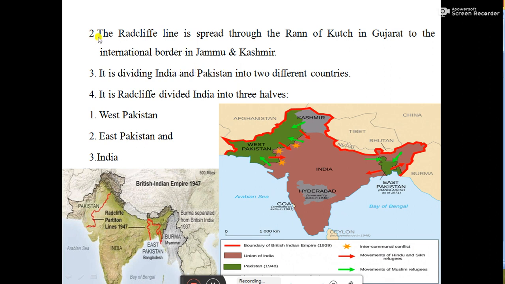There is another piece of information about the Radcliffe line. The Radcliffe line spreads from the Rann of Kutch in Gujarat to the international border in Jammu and Kashmir. If we see the Radcliffe line, it starts from the Rann of Kutch, spreads through Jammu, and reaches the Jammu Kashmir border. Here is Jammu Kashmir and this is the Jammu Kashmir border.